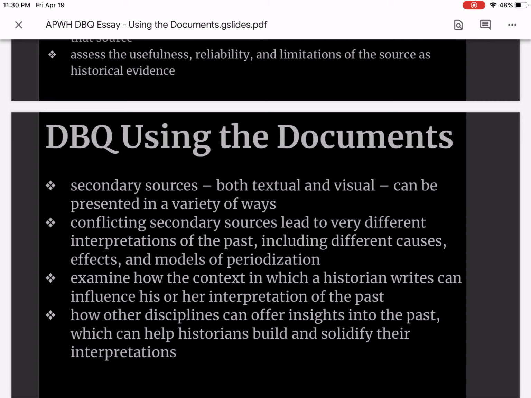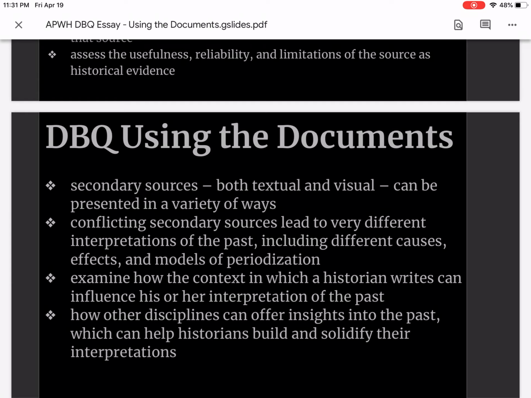Secondary sources are also both textual and visual. They can be presented in a variety of ways. However, there are conflicting secondary sources that can lead to very different interpretations of the past, including a development of different causes for certain events or different effects that certain events have had, and also helps provide models of periodization. Basically, periodization is determining the time periods in world history.